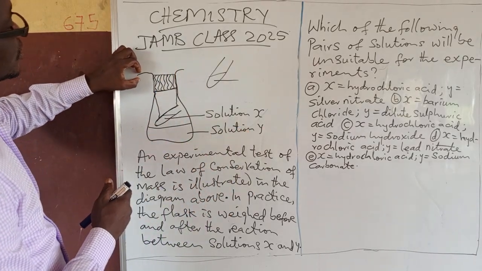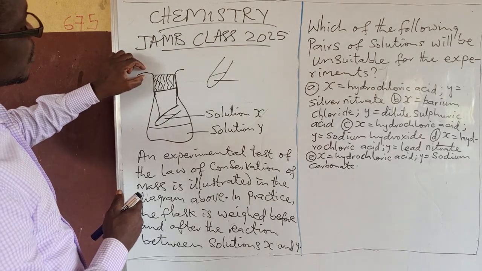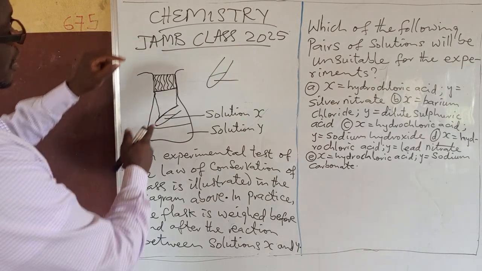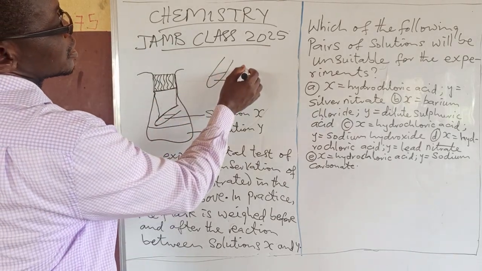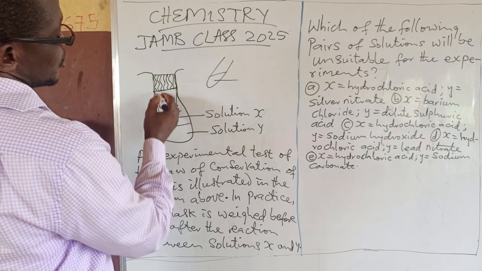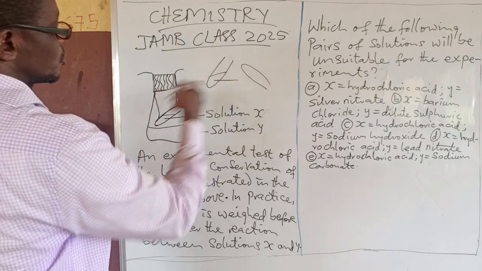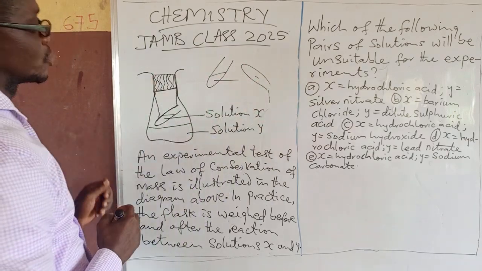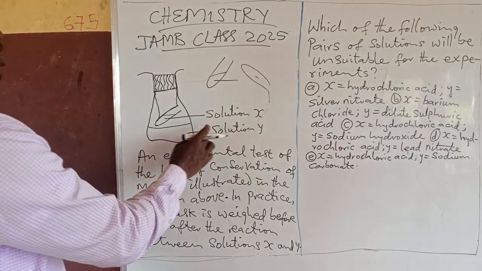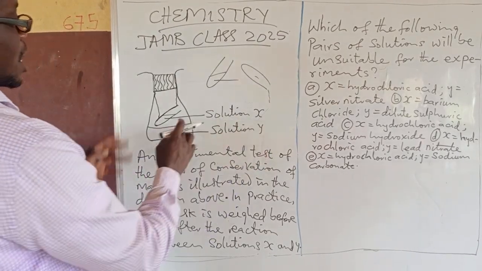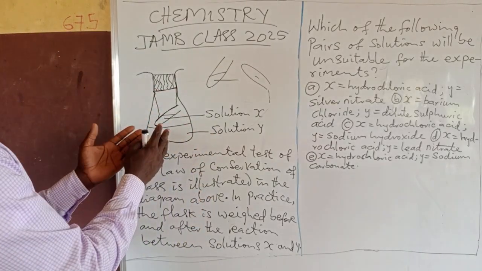Now draw up the thread that is holding the bottom of the test tube. The bottom will go up while the mouth stays there, and the test tube will turn. So what happens to the content? Everything will pour out, and when it pours out, it goes into solution Y. Now you have X and Y mixed together. Allow the reaction to take place.